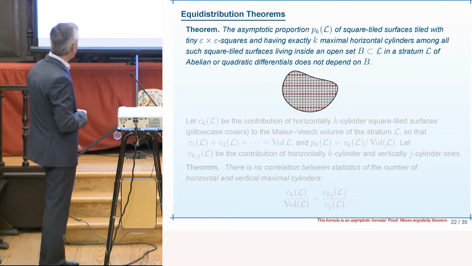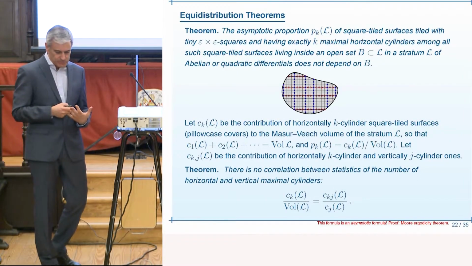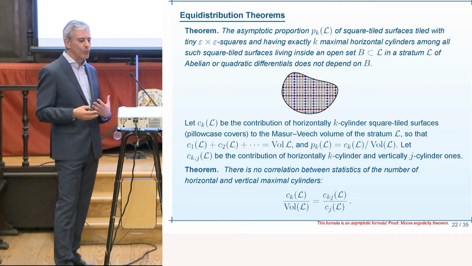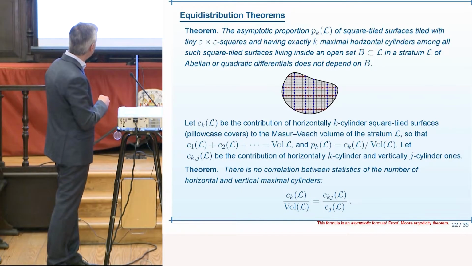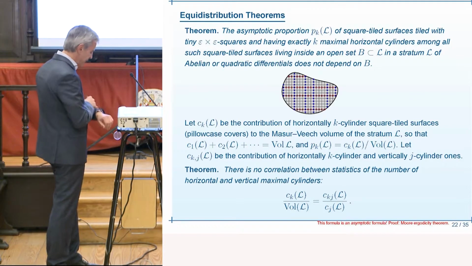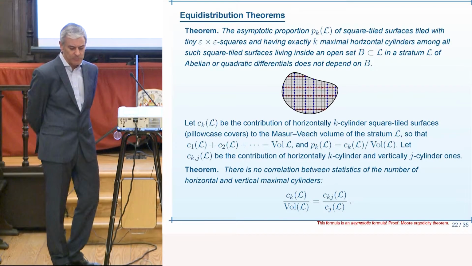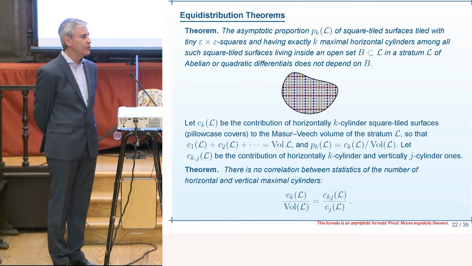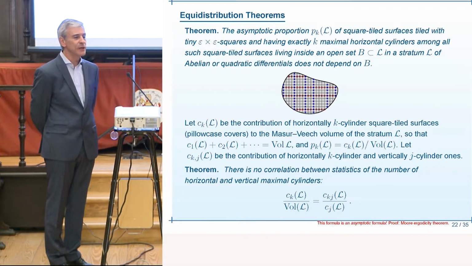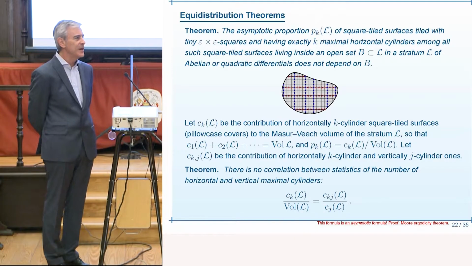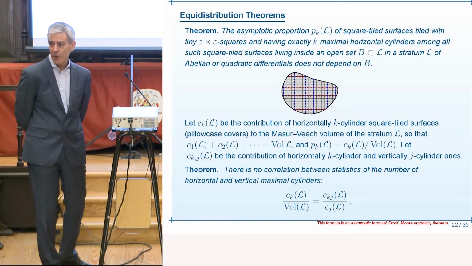So this can be viewed in the following way. You consider an open domain, you subdivide it by a very small grid, and you take a random point of this small grid, and the probability to get a surface with exactly 3 cylinders does not depend on the open domain. It's just the same as the probability to take a random square tile surface everywhere and to get 3 cylinders.